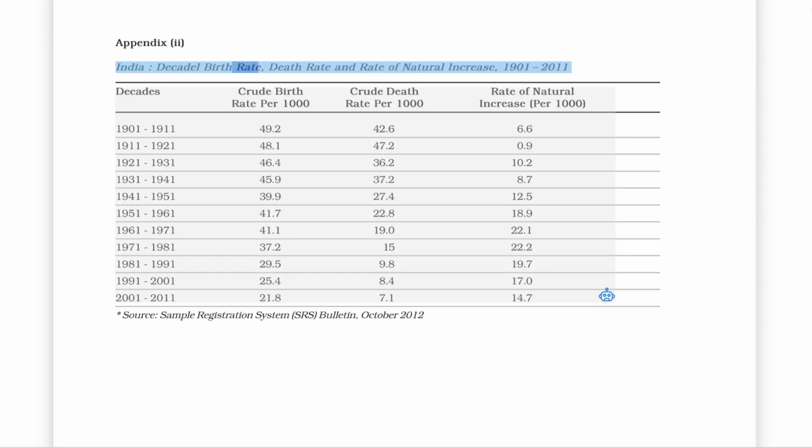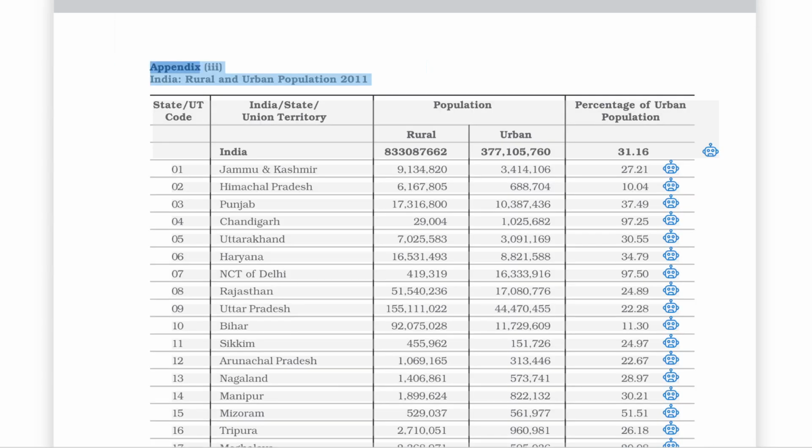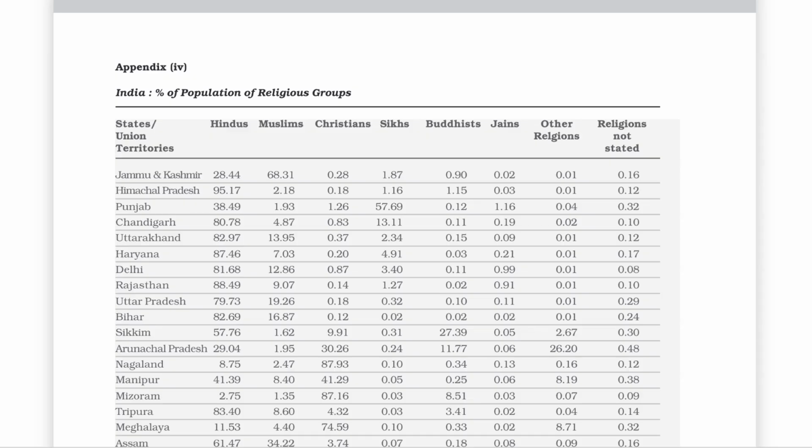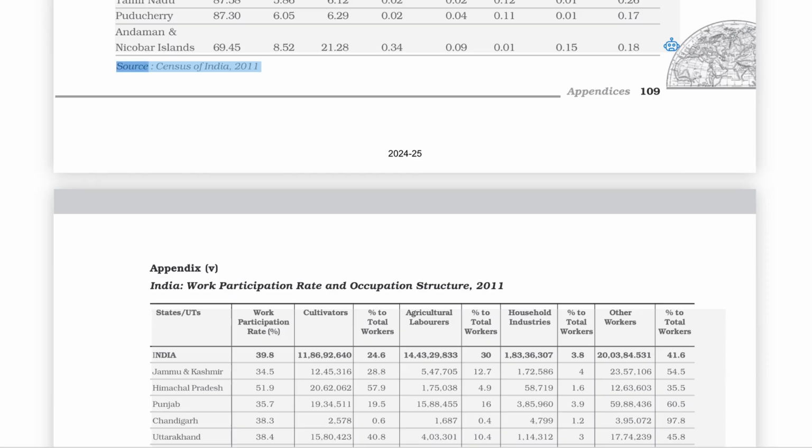India, Decadal Birth Rate, Death Rate and Rate of Natural Increase, 1901 to 2011. Asterisk source, Sample Registration System, SRS, Bulletin, October 2012. Appendix 3. India, Rural and Urban Population, 2011. Appendix 4. India, Percent of Population of Religious Groups. Source, Census of India, 2011.